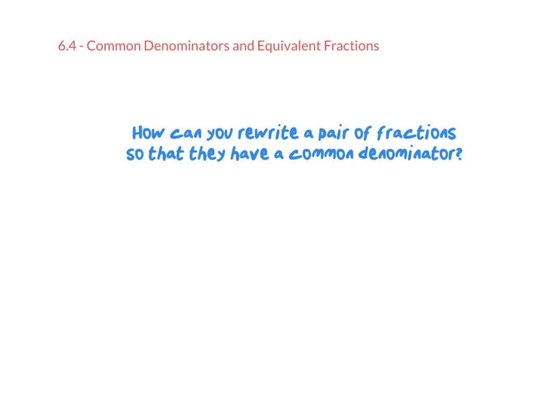Lesson 6.4 is about rewriting a pair of fractions so they have a common denominator. Let's think about the fractions 1/3 and 1/4. 1/3 and 1/4 have different denominators. Right now we cannot add or subtract these fractions because thirds and fourths are different things. We need to rewrite them so they have a common denominator, and then we can do something like add or subtract them.